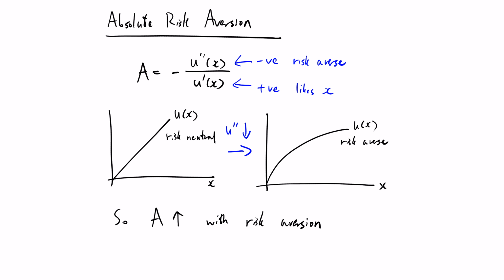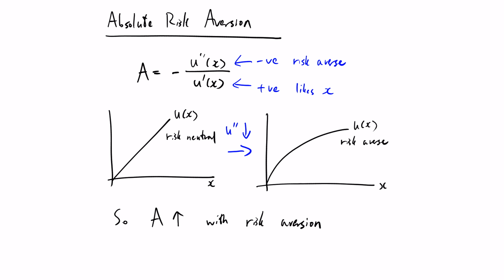If you do not have the first derivative in the denominator, then you would get a much bigger A for utility functions that really represent the same preference. So basically the first derivative is there to normalize the number.